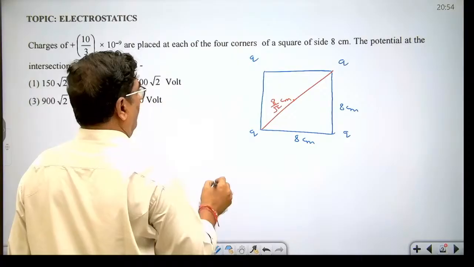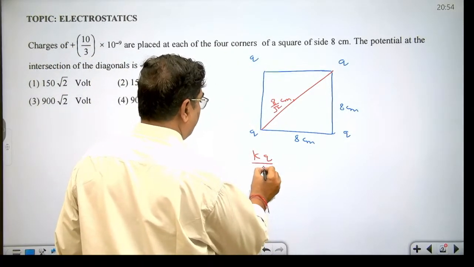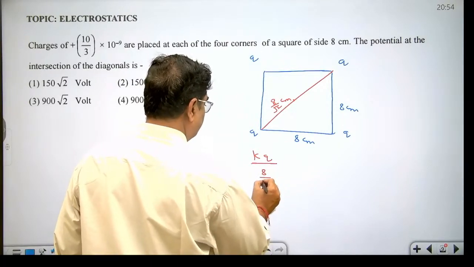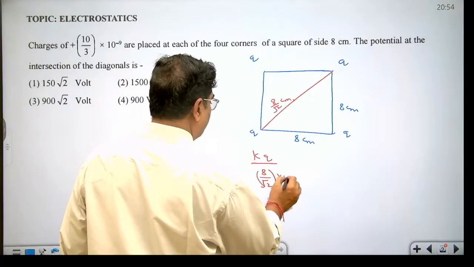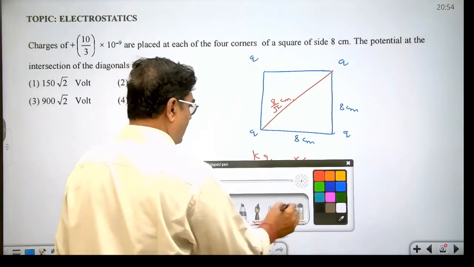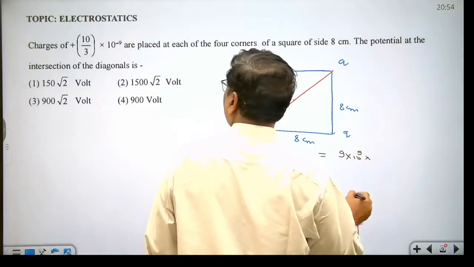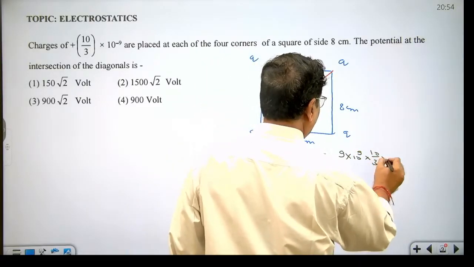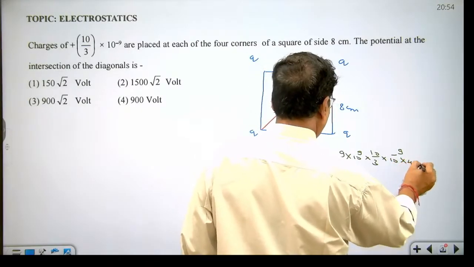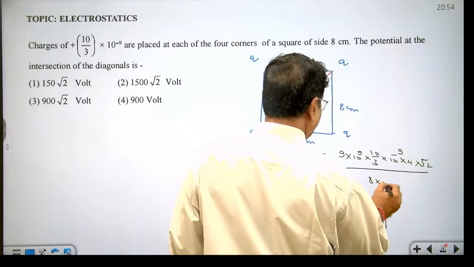So potential is a scalar quantity. Potential due to one charge is kq upon r. We convert centimeter into meter and due to 4 charges, this is the answer. Now the final answer is 9 into 10 power 9, 10 upon 3 into 10 power minus 9 into 4 into root 2 divided by 8 into 10 power minus 2.